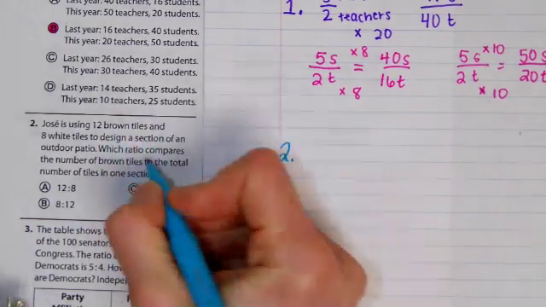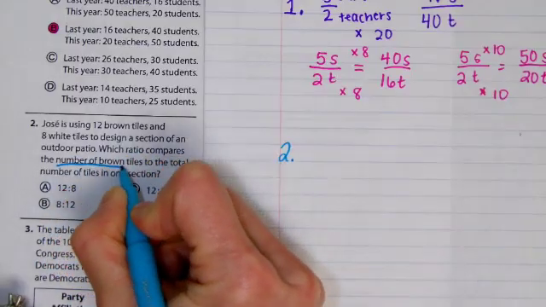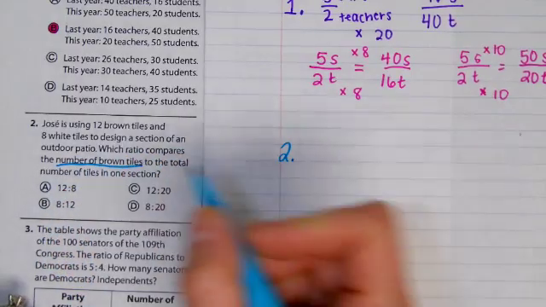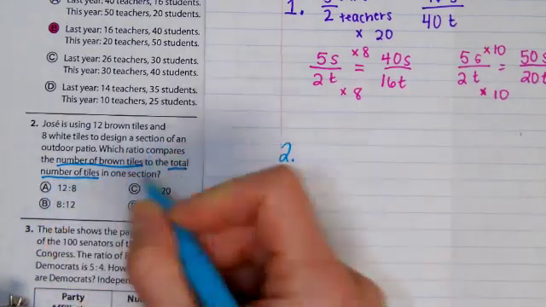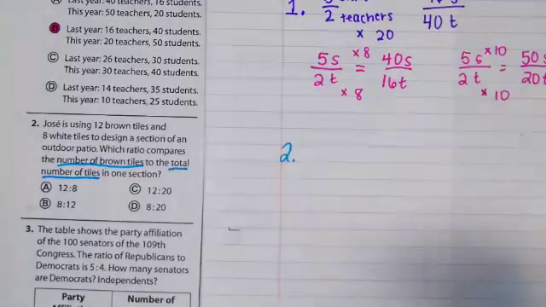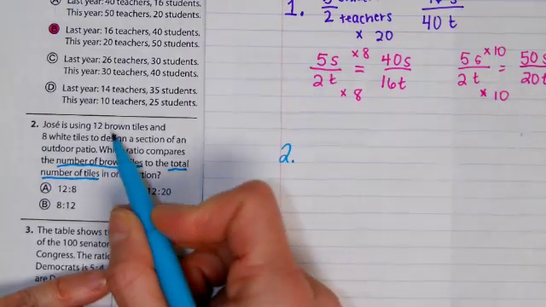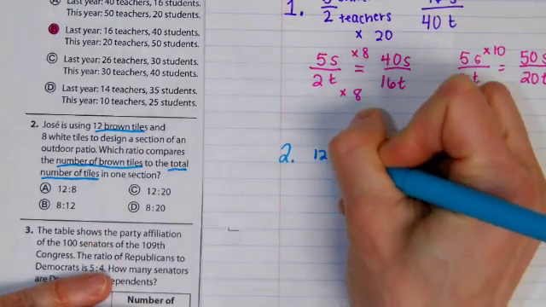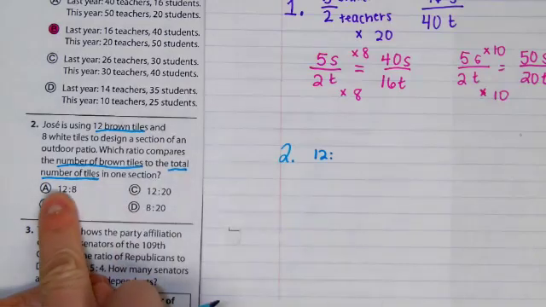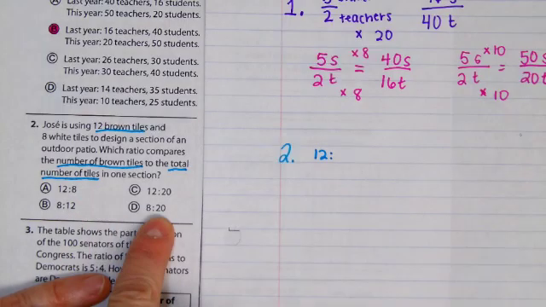So the ratio is going to compare the number of brown tiles, so that's what's going to go first, to the total number of tiles, right? It's not using the white tiles in here, right? So let's start with the number of brown tiles, which is 12. That's here, so that's got to go first. So already we know that it can be A or C. B and D it cannot be, because it doesn't start with a 12.